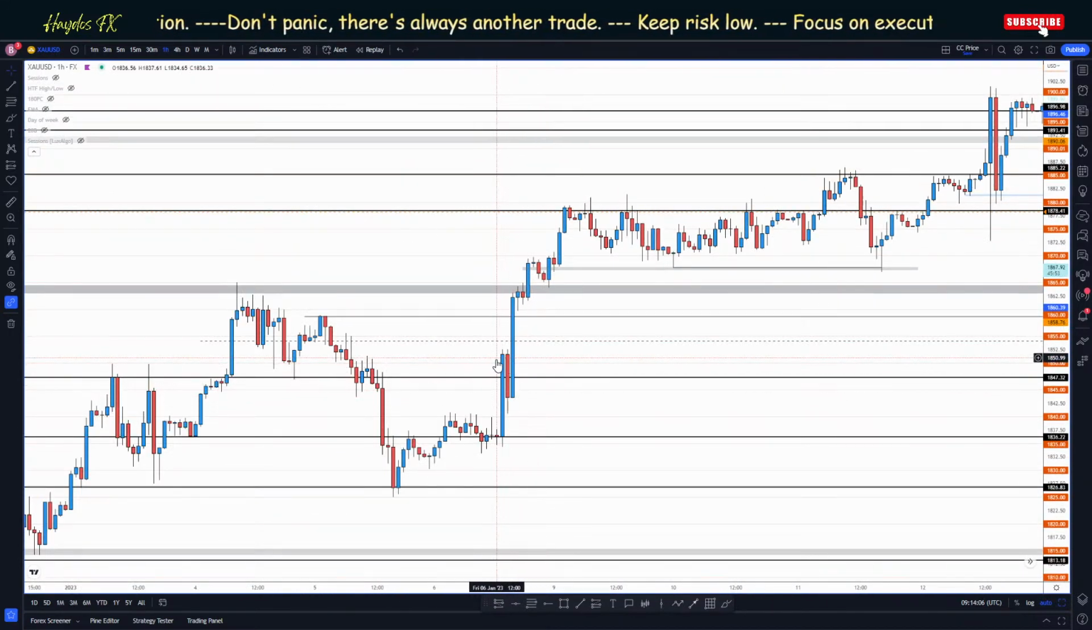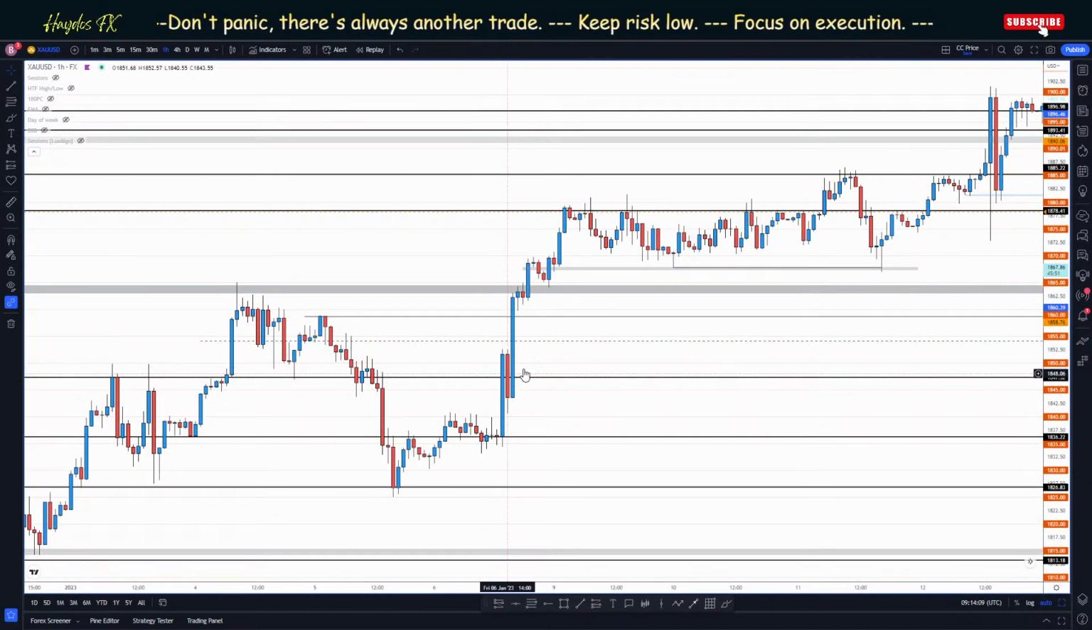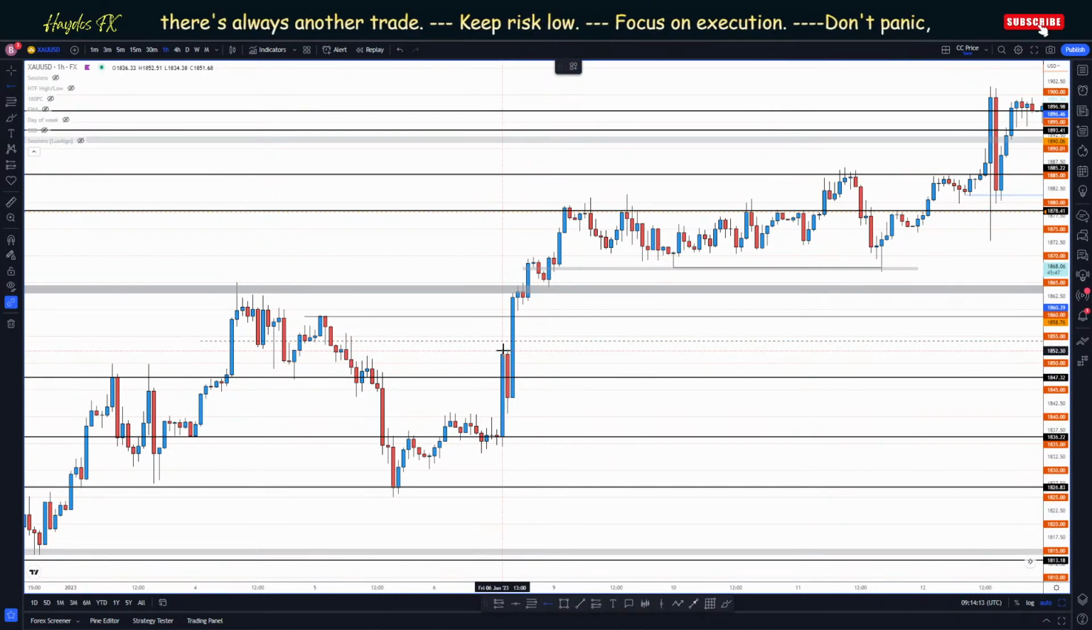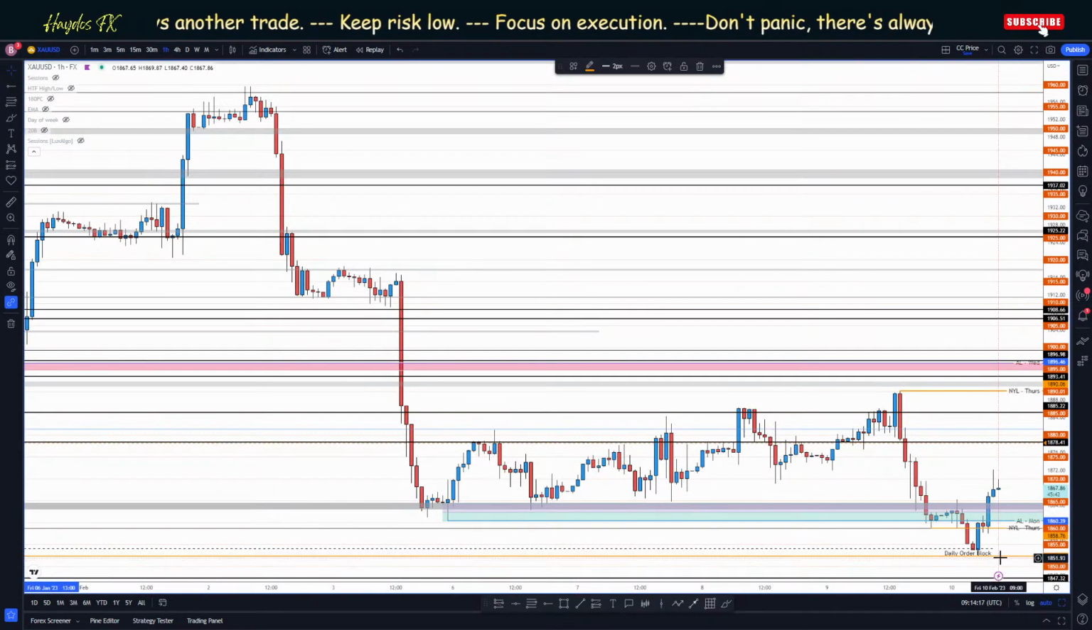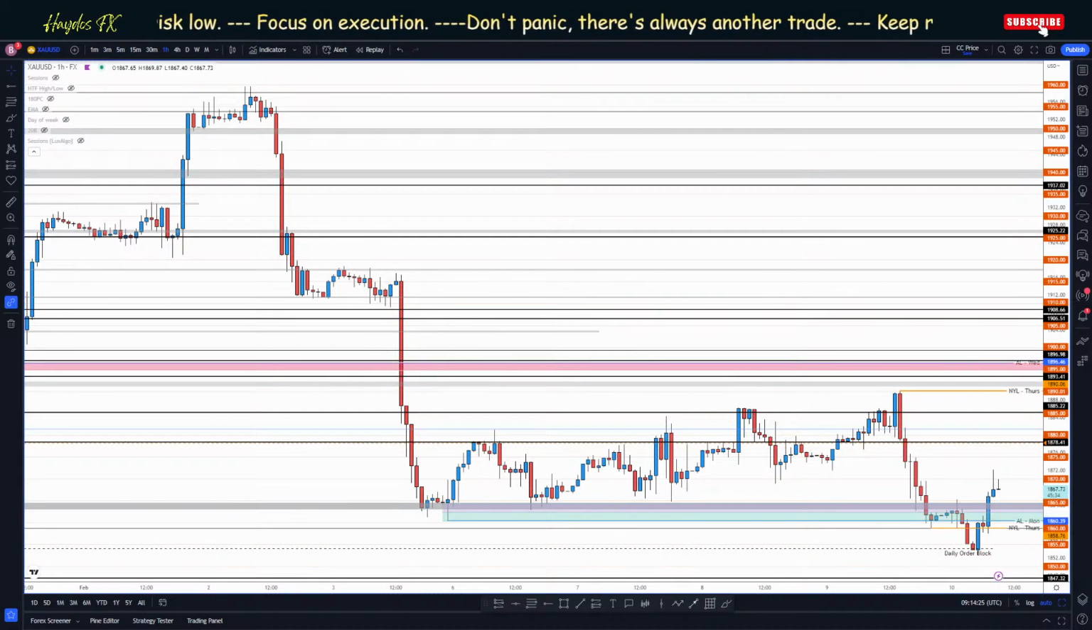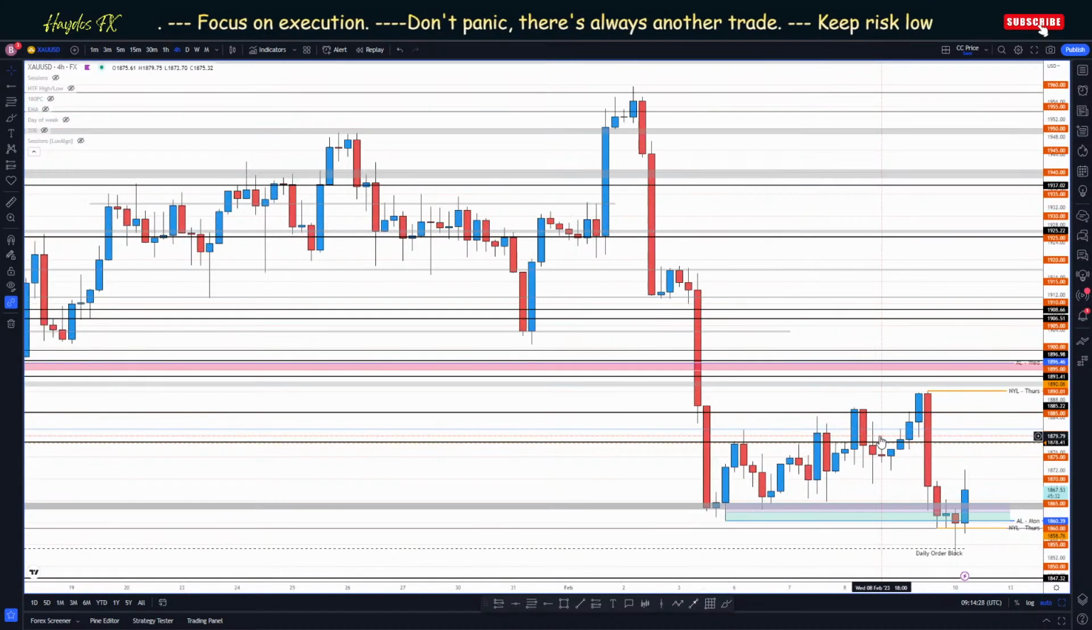This one here. Yeah, that one. Now, did it actually touch perfectly? Did it? Not quite, the hour wicks. Yeah, it just tapped the fair value gap and got rejected from that area. So, looking at it now.